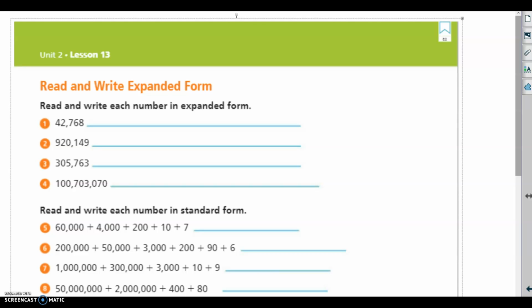All right, here's what we're going to do first. We are going to learn to read and write numbers in expanded form. We're starting out with the toughest first. Now it's going to be very similar to what we did when we were using decimals. Let's talk about how you'd say this number first of all.